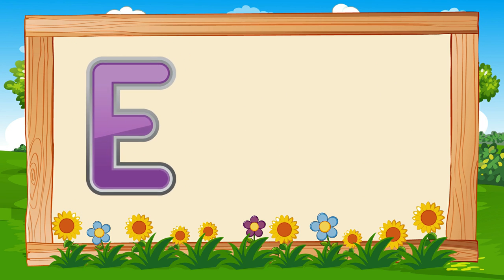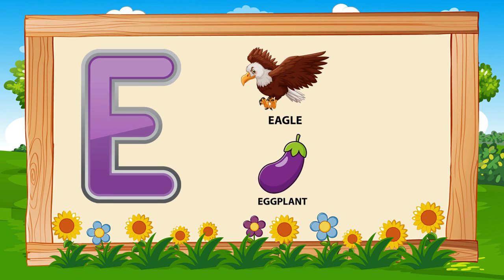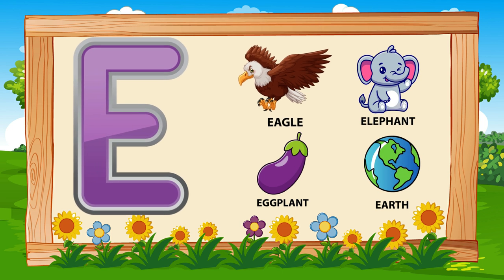E is for eagle, eggplant, earth, elephant.